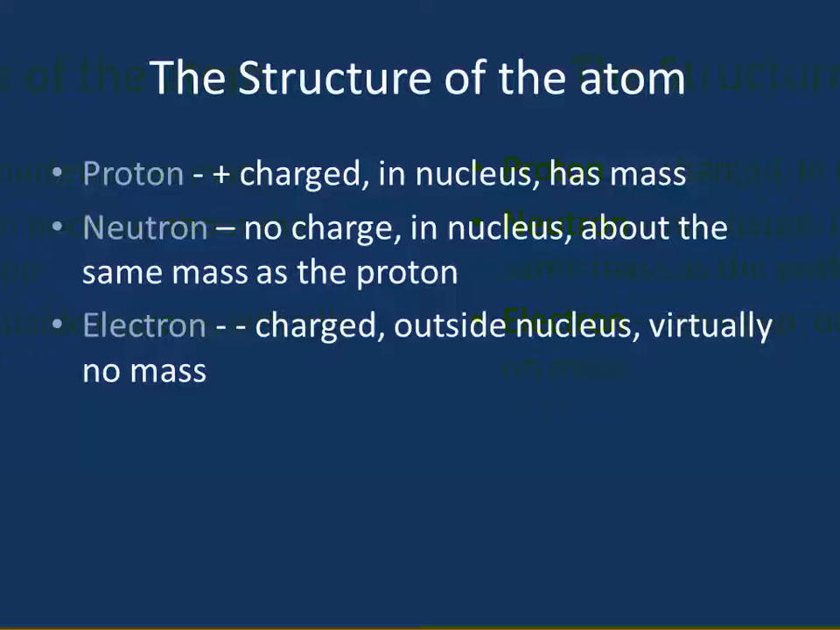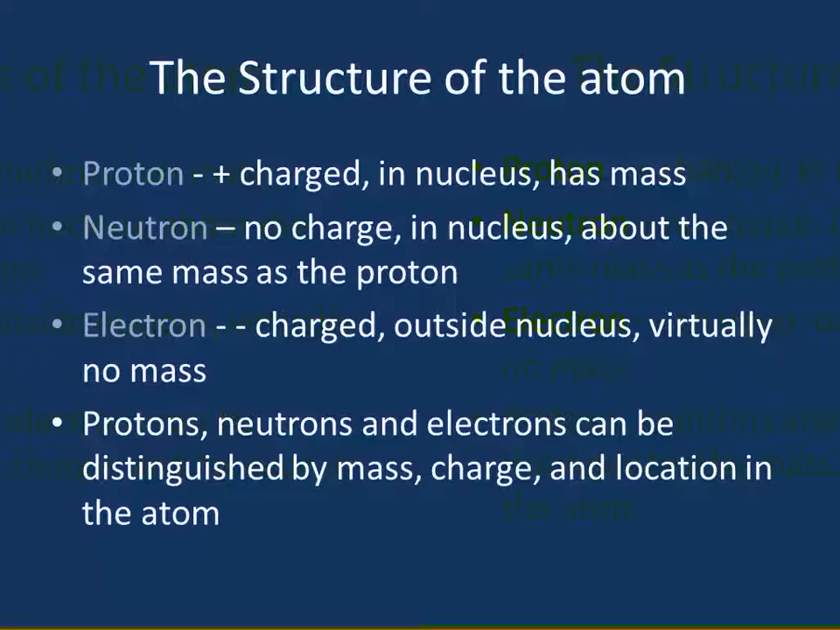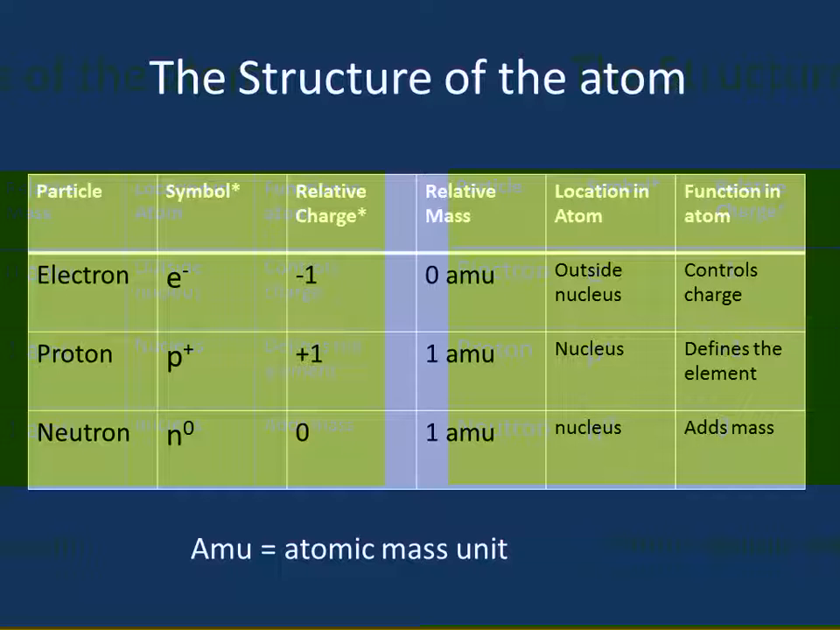So when we compare the mass of an electron to the mass of a proton or a neutron, it's basically minuscule. So we say it has no mass. Protons, neutrons, and electrons can be distinguished, which means we can tell the difference between them, by their mass, their charge, and location within the atom. So here's a pretty handy chart if you want to write this down for your memory, so that you can have this with you whenever you need it. This table is an excellent way to remember the difference between the three.